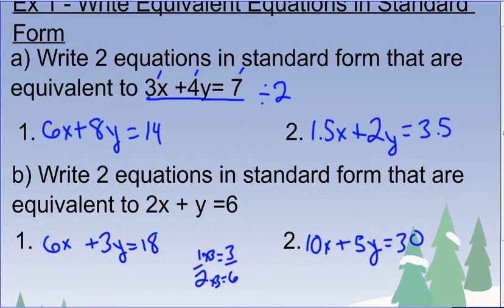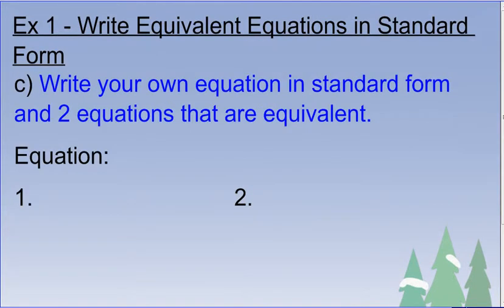Now for letter C, here's what I want you to do. I want you to first start by making up your own equation. So come up with some equation, so something x plus something y equals something. Put your own numbers in there. And then come up with two other equations that are equivalent to that. Take a minute or two, pause the video, do them on your own. When you're ready to continue, hit play and we'll go through it together.